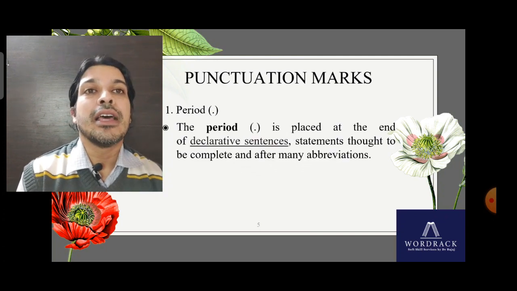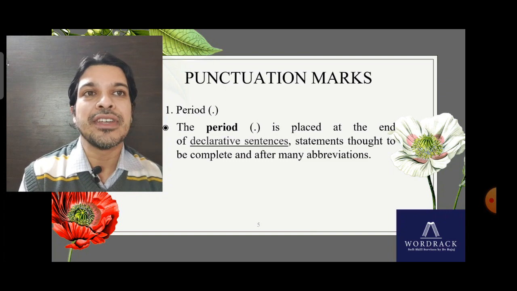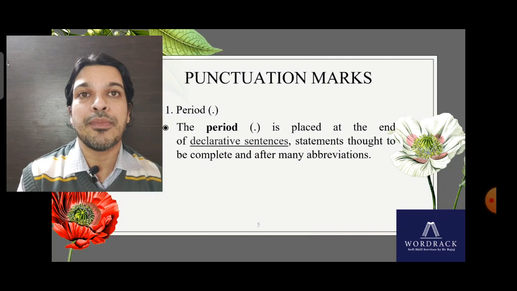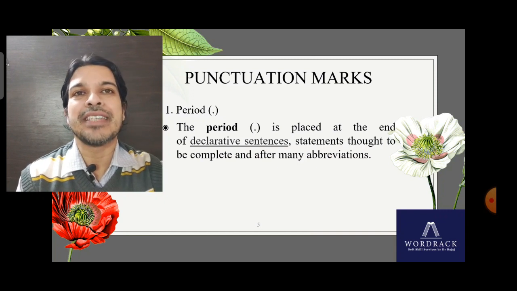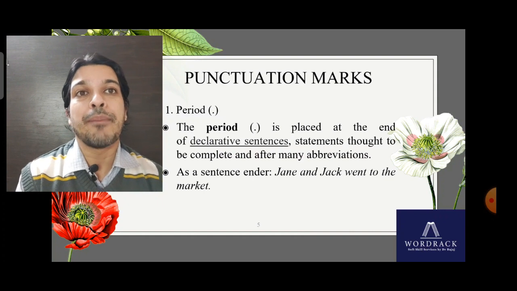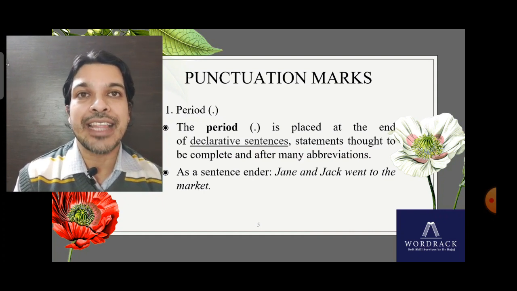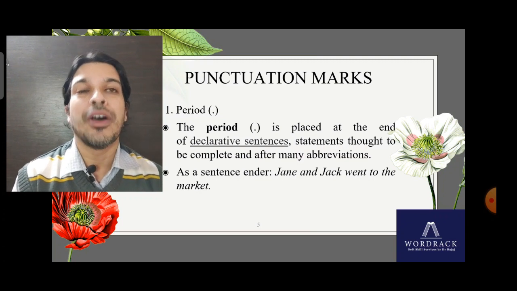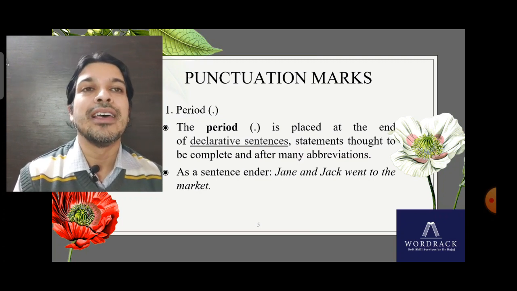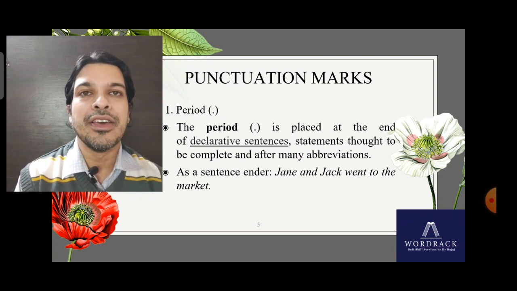period. The period is placed at the end of declarative sentences, statements thought to be complete, and after many abbreviations. So let's have examples, and with examples it will be more clear. So a period or a full stop can be used as a sentence ender. At the end of the sentence we use a full stop. So the example: Jane and Jack went to the market.